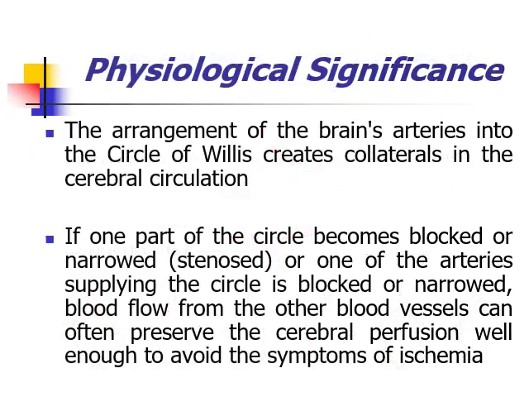The significance of this arterial anastomosis is like any arterial anastomosis in the body. It provides an alternative pathway in case of blockage of one of the contributing arteries. So if one part of the circle becomes blocked or narrowed, stenosed, or one of the arteries supplying the circle is blocked or narrowed, the blood flow from other vessels can often preserve the cerebral perfusion well enough to avoid symptoms of ischemia. This is provided that it does not happen suddenly.